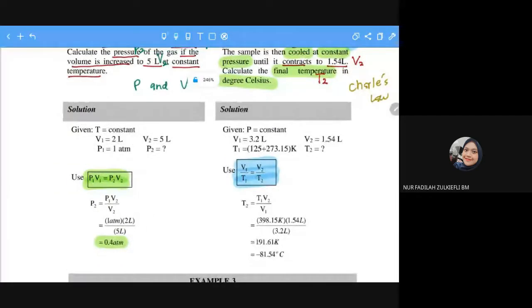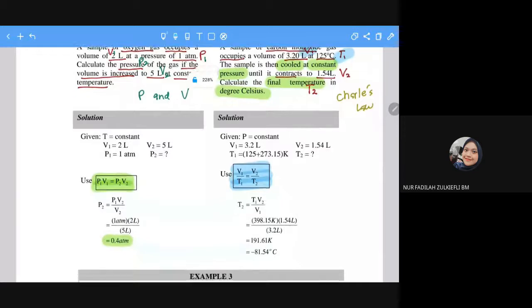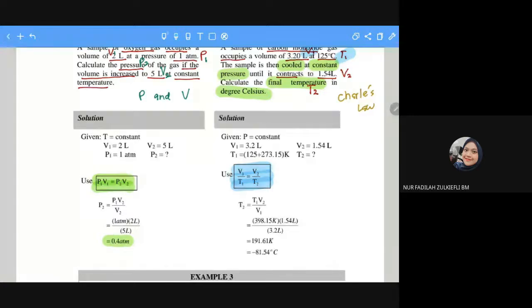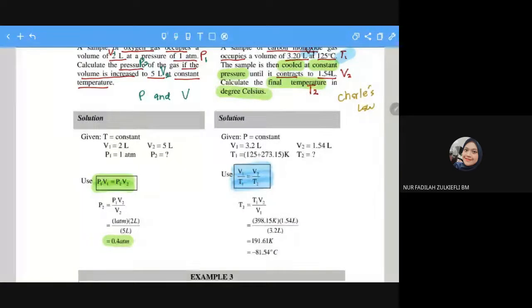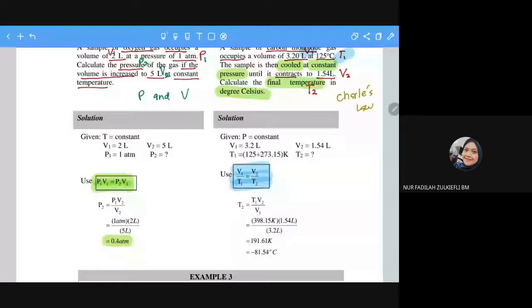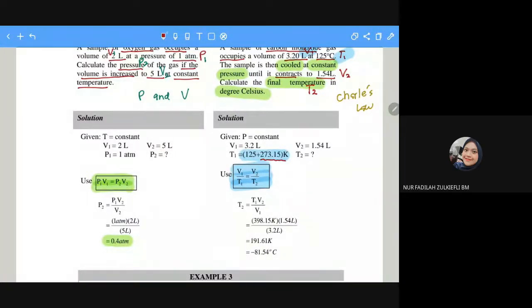Okay, nilai dah ada. Cuma sekarang ni dia nak final temperature in degree Celsius. Okay, so kalau ikutkan sebenarnya, bila kita masuk dalam equation ni, kita kena guna Kelvin. That's why dekat sini, dia tukar 125 degree Celsius ni, dia convert kepada Kelvin. So macam mana nak convert kepada Kelvin? Okay, kita tambah 273.15. Okay, plus 273.15 Kelvin. Boleh kelas?